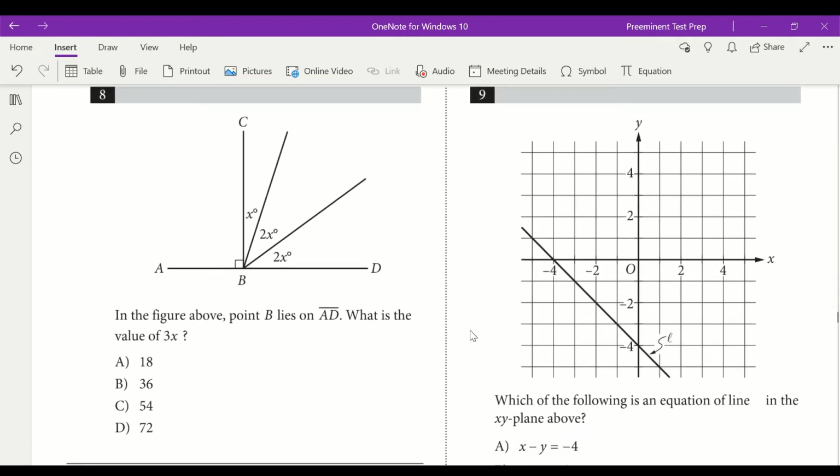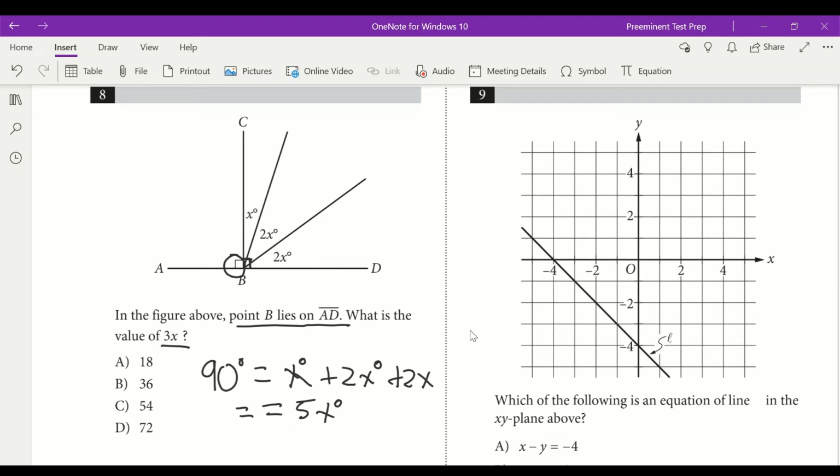Question 8. In the figure above, point B lies on AD. What is the value of 3x? Okay, well we see how we have a right angle here, and we know that AD is a straight line, which means we must also have a right angle on this side. A right angle is 90 degrees, so we know 90 degrees must equal x plus 2x plus 2x. Right? X plus 2x plus 2x is 5x. So we have 5x equals 90.